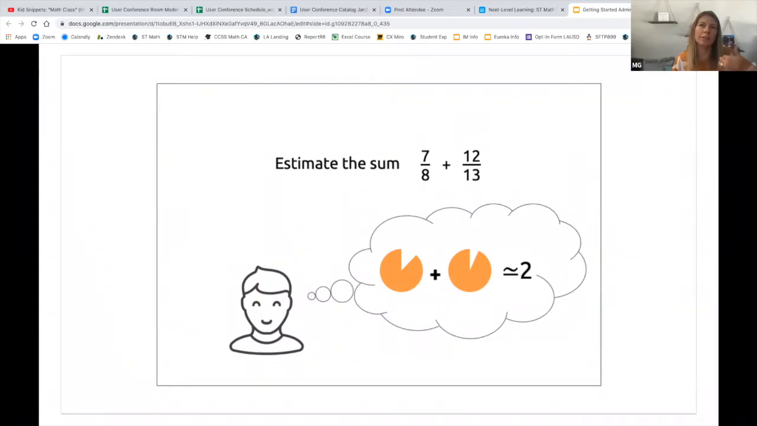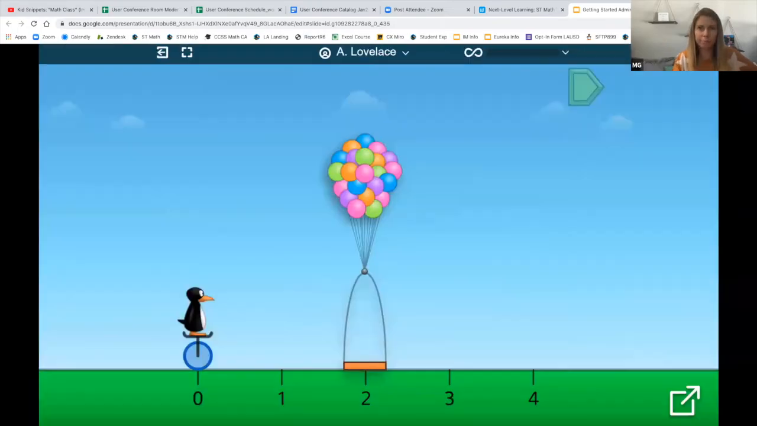In this case, if students visually saw 7/8 and they visually saw 12/13, they could see that both of them are very close to 1. And therefore, the only reasonable answer is almost 2, right? So let's play an ST Math game here.